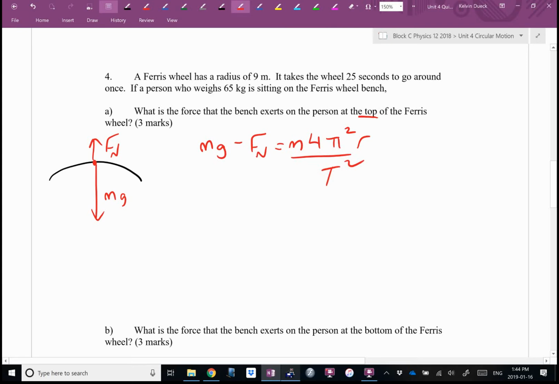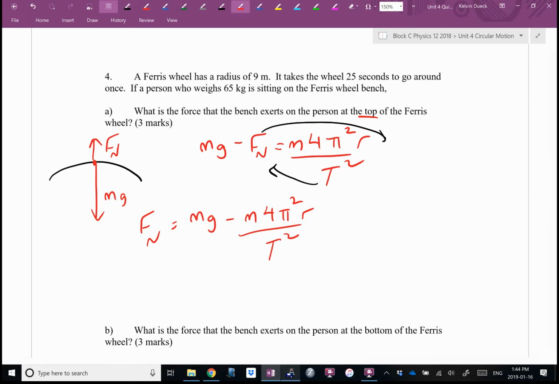I noticed they gave me the period. They want the normal force. You know what? It's going to be the swappy dance. I get mg minus m4 pi squared r over t squared. That equals the normal force. Do the m's cancel here? No, because normal force is dependent on your mass. This is why heavier people actually experience amusement park rides to a greater degree than lighter people.